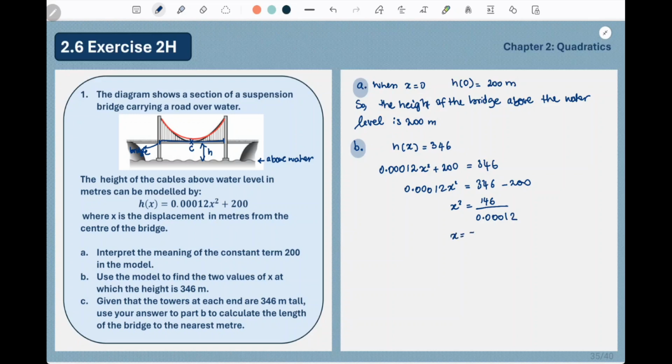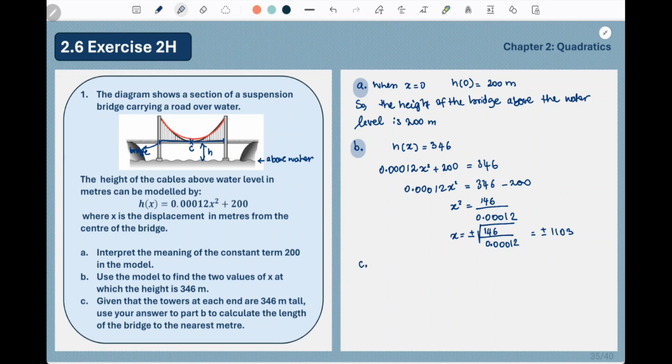We know that x is equal to plus or minus the square root of whatever is inside of these brackets, 146 over 0.0012. Put everything in a calculator and you will get plus or minus 1103.02, but I'm just going to keep it at 1103 for significant figures. So the value of x can take these two values, which we found because they asked for two values.